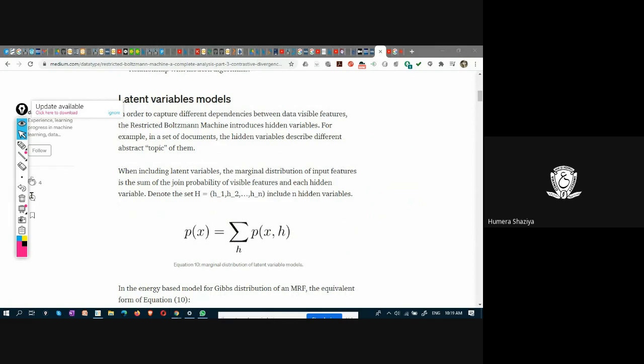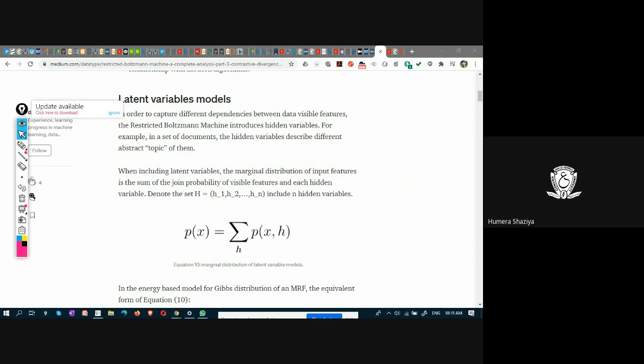Latent variable model. If we have to capture the dependencies between visible features of the restricted Boltzmann machine, which are the input, and hidden variables, which occur in hidden layers, so to capture these dependencies, we need to have latent variables.